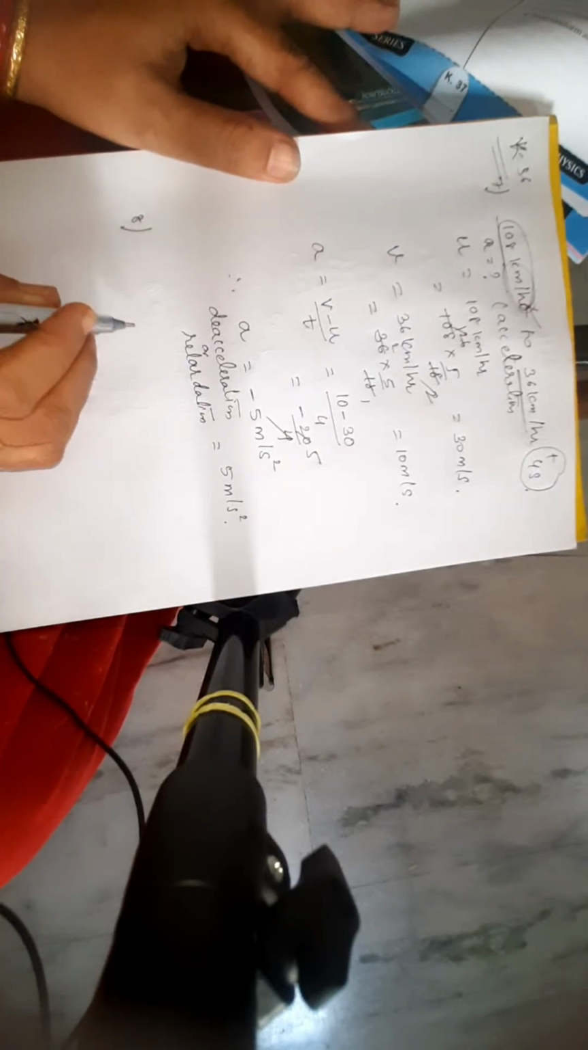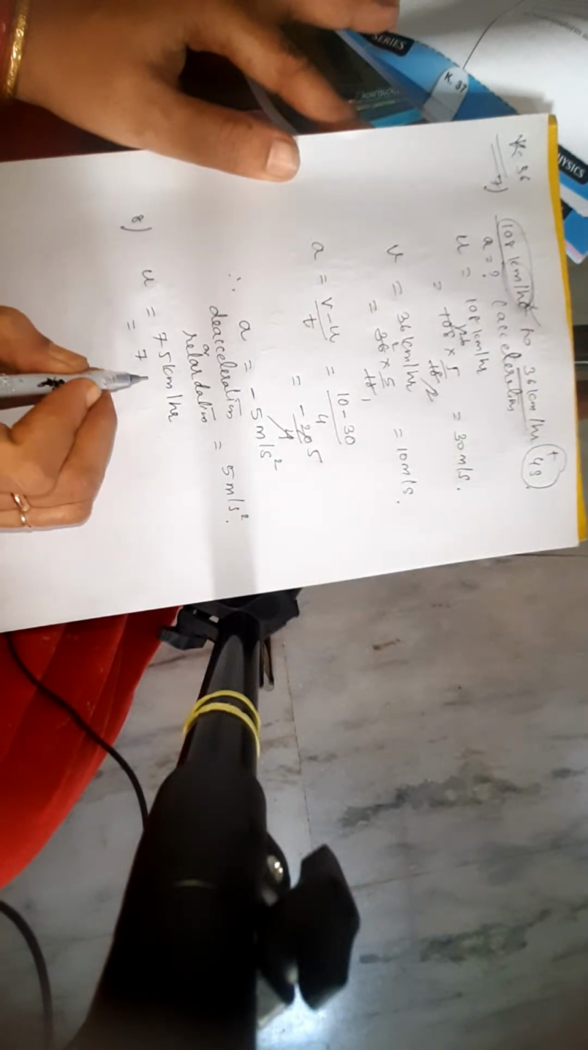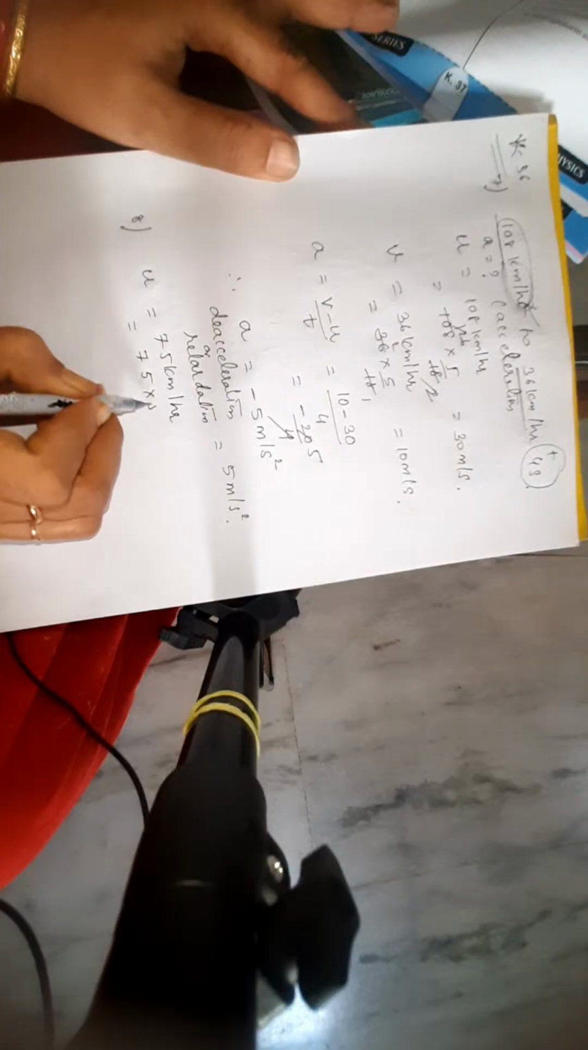Now the next question: a car is moving with uniform velocity of 72 km per hour for 15 seconds. So u is given, 75 km per hour. Again, we'll convert it into meter per second. Thus it is 75 multiplied by 5 upon 18. On a national highway, find its acceleration and the distance traveled. The car is moving with uniform velocity.